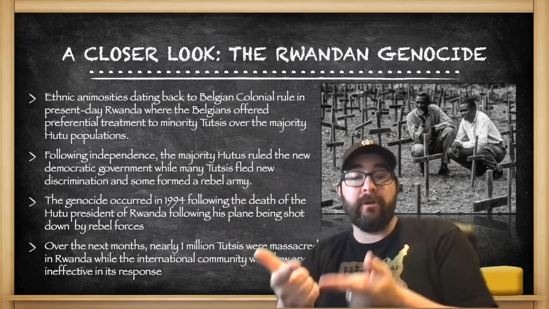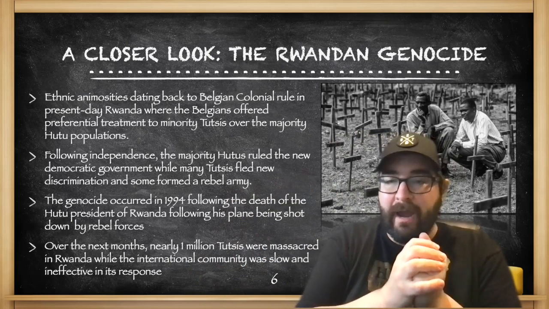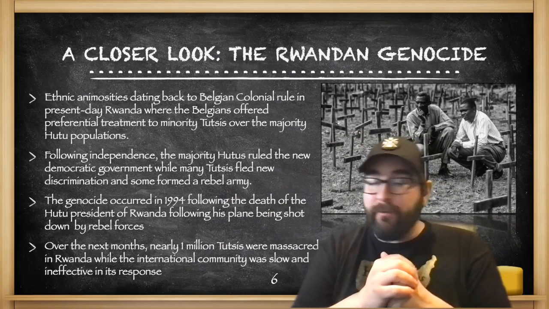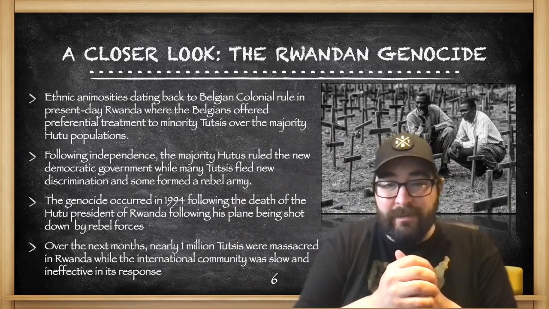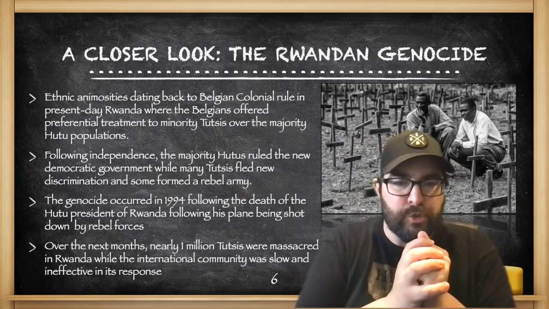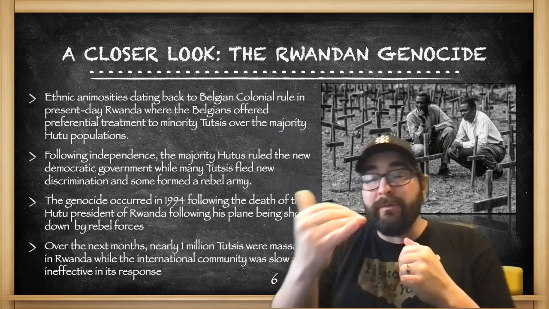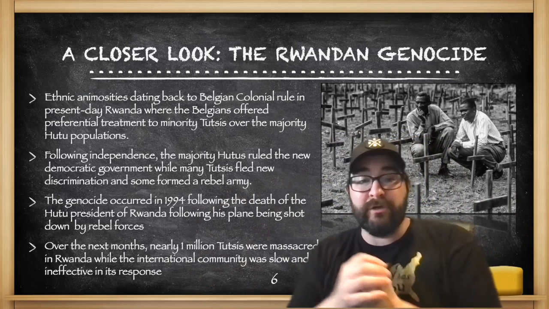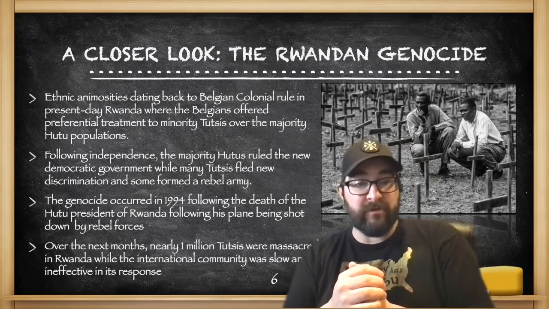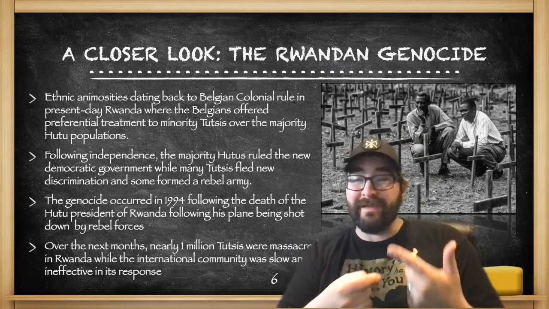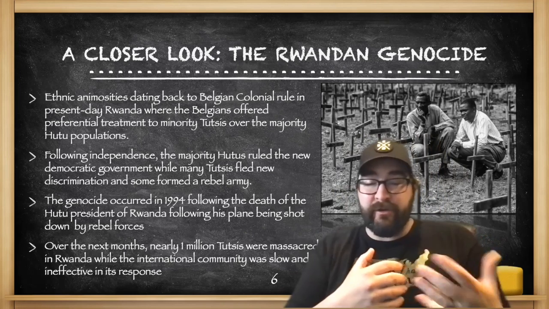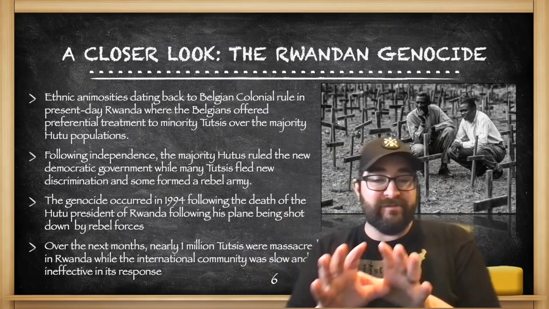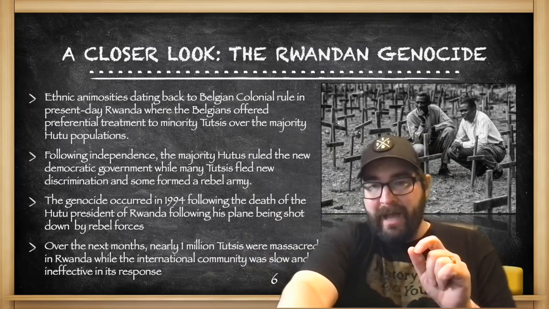Following independence, the majority Hutus would rule the newly democratic government, while the Tutsis fled the discrimination that they would now find, and some formed a rebel army to strike against this new Hutu government. The genocide would begin in 1994, following the death of the Hutu president after his plane was shot out of the sky by those rebel forces. Over the next 3 months, nearly 1 million Tutsis would be massacred in Rwanda by a Hutu majority, while the international community was very slow and ineffective in their response.